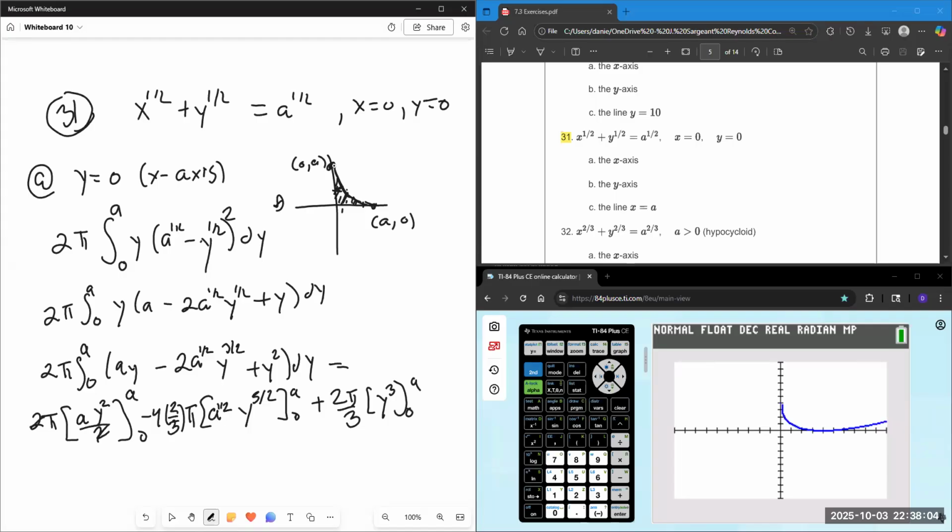is, the 2's go out, and this is a cubed pi minus 8/3 a cubed pi plus 2/3 a cubed pi. This is not thirds, this is fifths.